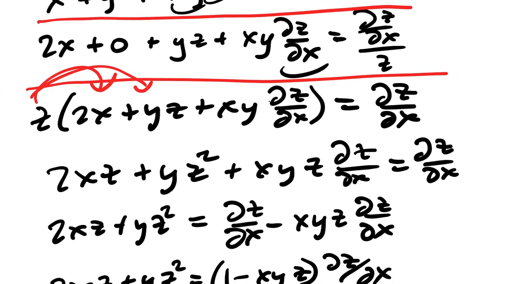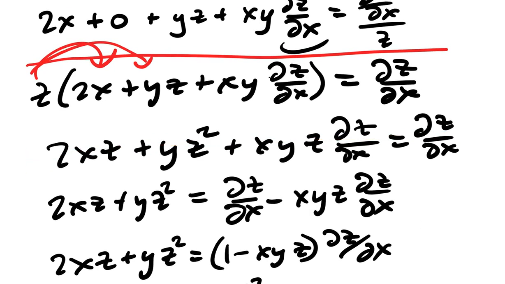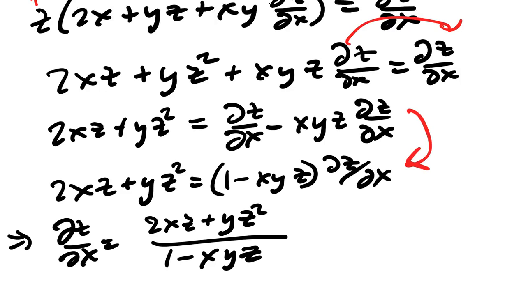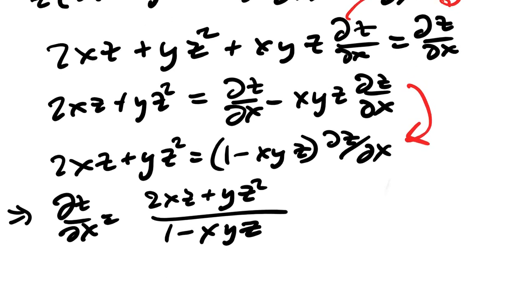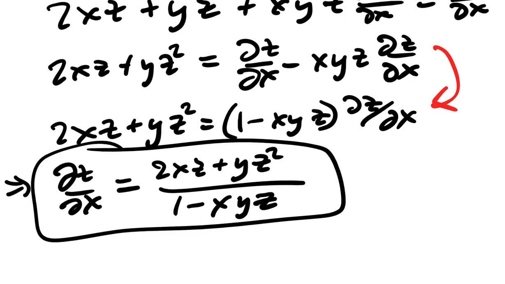You can pause the video at any time you need to. And so now I got this line, and so let's cross that out. Now we move the dz dx term to the other side, and then I factored it out here, and then I divided, and I got my answer. And so this is the partial of z with respect to x. That's what this is. And then you do the same thing for y.